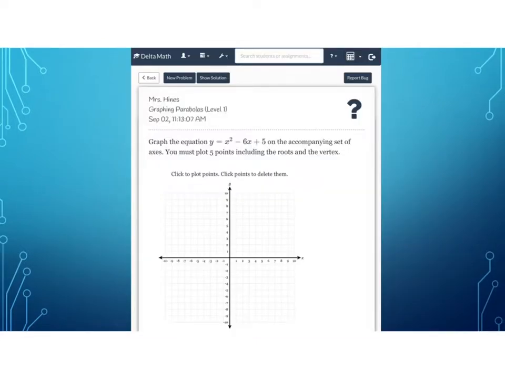Here's an example of a question that they would have on Delta Math. It gives them a quadratic function, and they also have to plot 5 points, including the vertex, to get it correct. So it gives them a little opportunity to be able to come up with those extra points and the vertex, but also be able to plot those points online and create their graph.